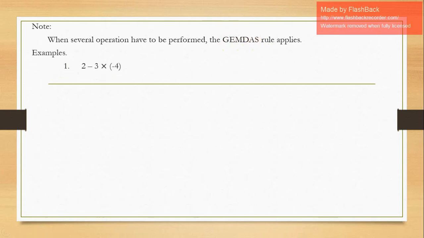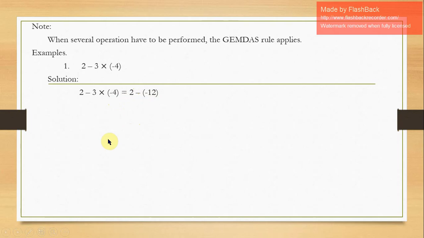Because sometimes the given is not just 2, not just 3, but more than 3, maybe 4, maybe 5, maybe 6. So, if the case is just like that, we need to apply the GEMDAS rule. So, how to apply the GEMDAS rule? Suppose we have 2 minus 3 times negative 4. Solution. 2 minus 3 times negative 4 is equal to 2 minus negative 12. Bakit naging ganyan na siya? Nawala yung negative 4, tapos naging minus 12.